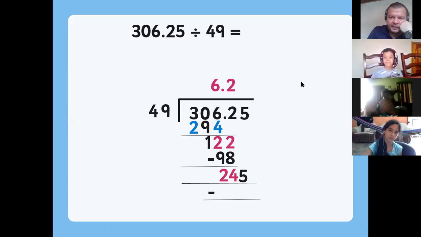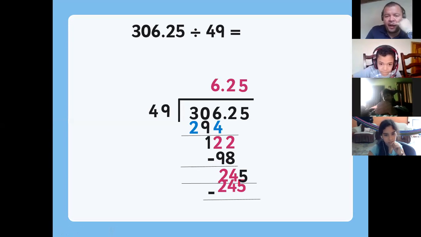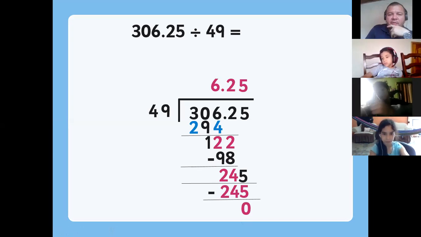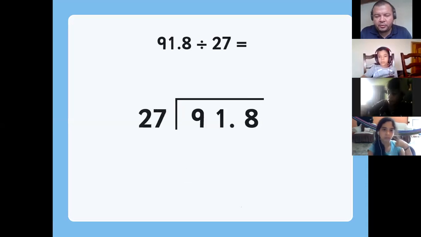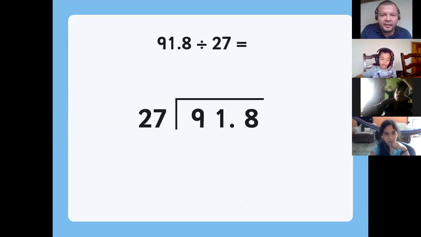Let's see, somebody said 5. And the number is 5, because 5 times 49 is 245. So the answer is 0, and my answer is 6.25. Let's see another example.